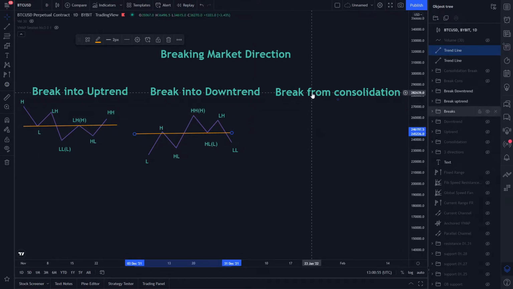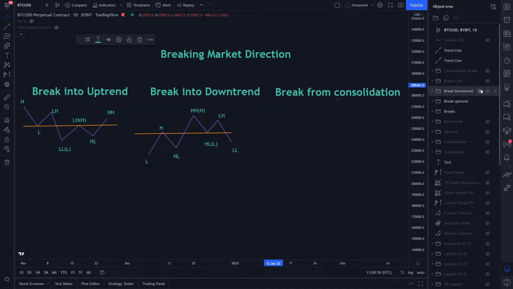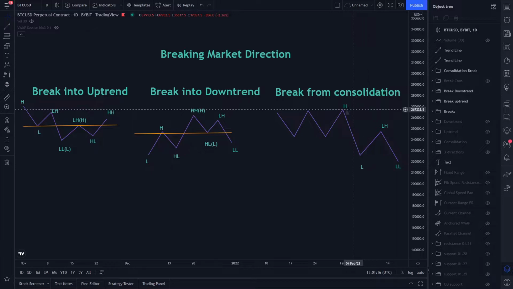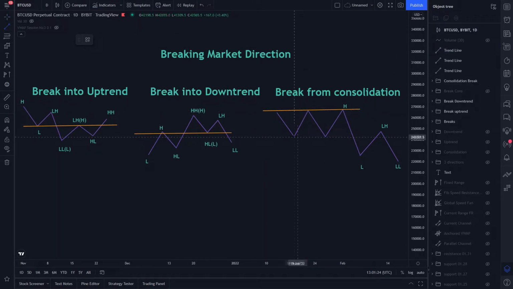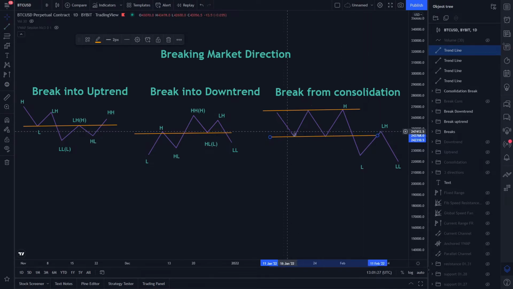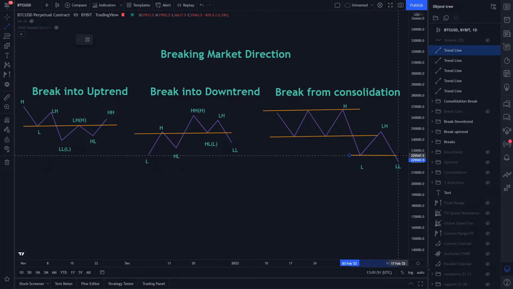Right now, let's look at the break from the consolidation into uptrend or downtrend. Let's look at how we break from the consolidation into downtrend. So as you can see, we have a very nicely defined resistance and very nicely defined support. Once price breaks out of this range from the consolidation zone, it retests the support zone, which has now flipped into resistance, and makes a lower low. As you can see, we have high, low, lower high, lower low. By breaking this level, price confirms to us that this is a downtrend.